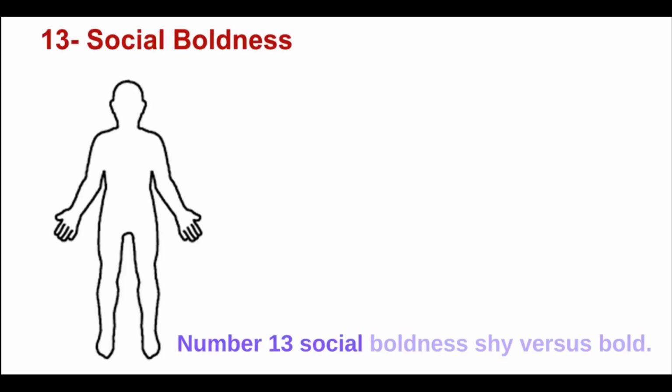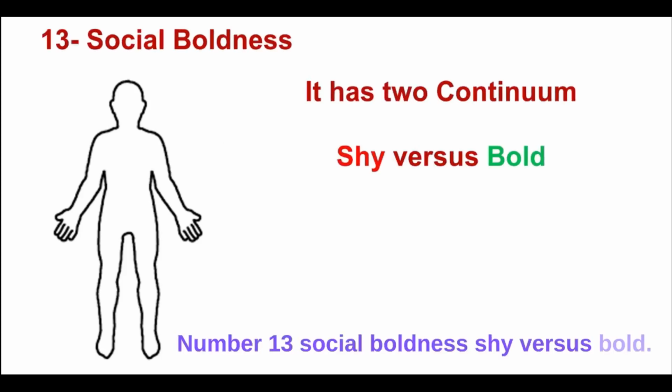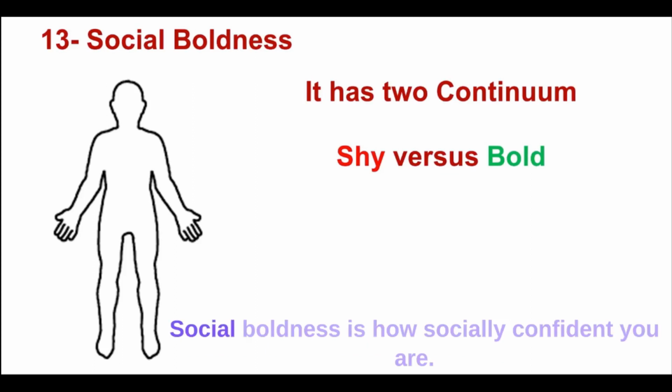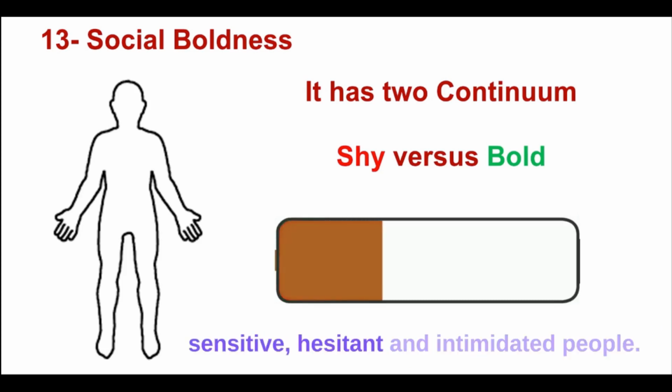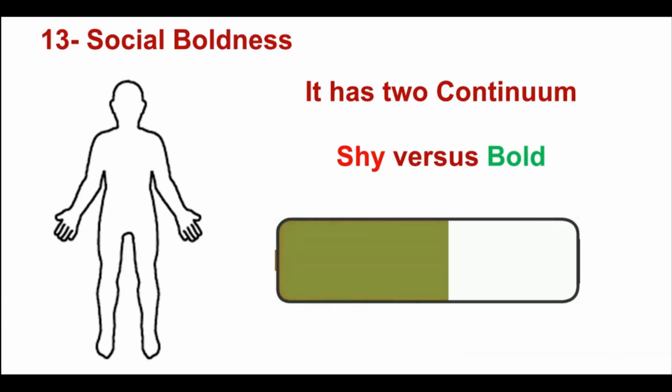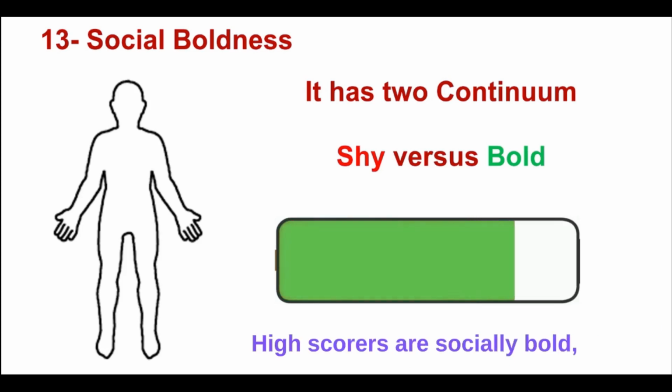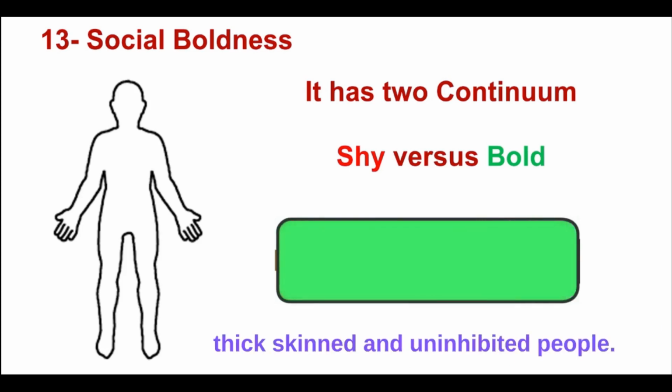Number 13, social boldness. Shy versus bold. Social boldness is how socially confident you are. Low scorers are shy, threat-sensitive, hesitant, and intimidated people. High scorers are socially bold, thick-skinned, and uninhibited people.